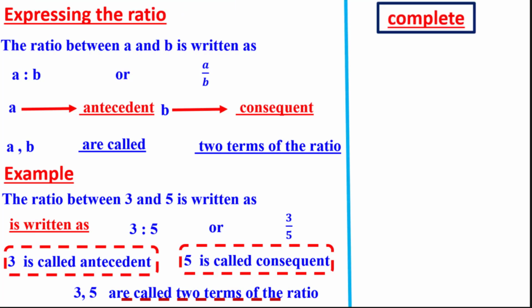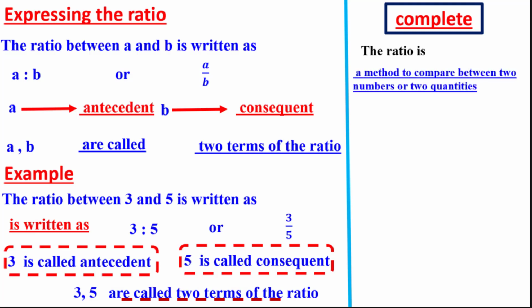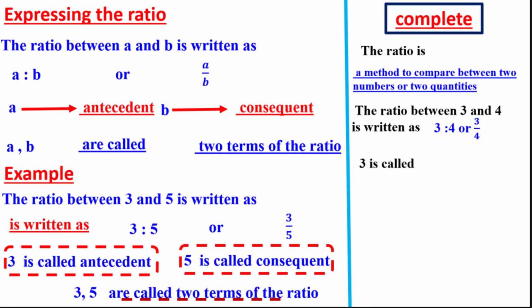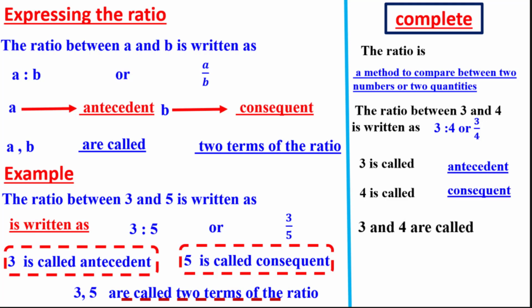If I ask you to complete some sentences, the first: the ratio is what? Is a method to compare between two numbers or two quantities. The ratio between 3 and 4 is written as 3 to 4 or 3 over 4. 3 is called what? The first number, yes, antecedent. And 4 is called what? The second number is called consequent. 3 and 4 are called the two terms of the ratio.